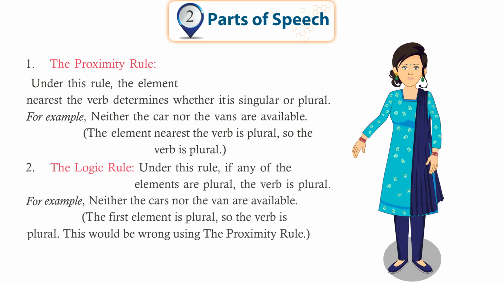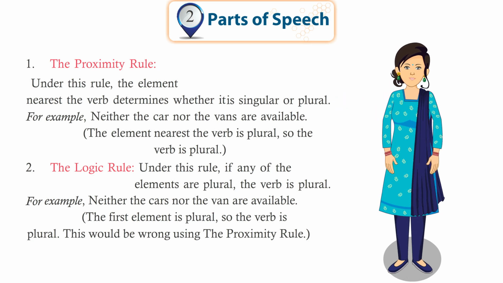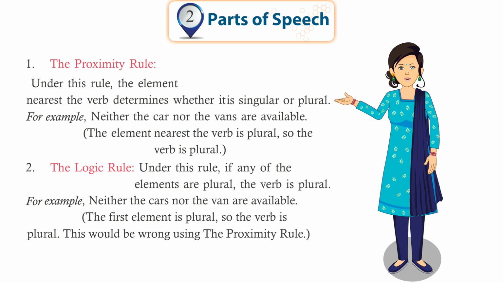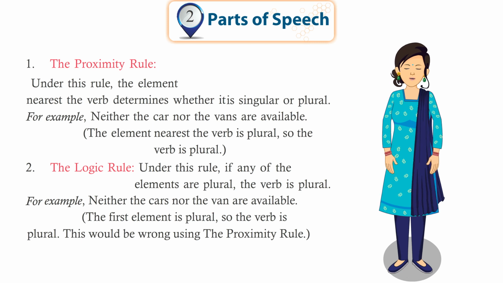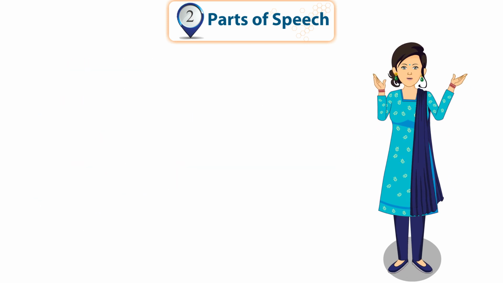The logic rule. Under this rule, if any of the elements are plural, the verb is plural. For example, neither the cars nor the van are available. The first element is plural, so the verb is plural. This would be wrong using the proximity rule.